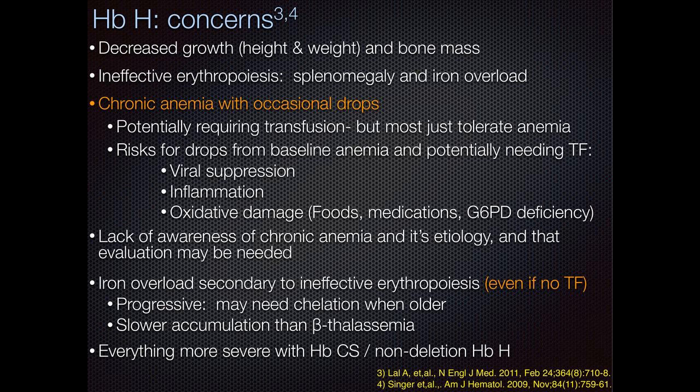One of the problems with hemoglobin H is there's a lack of awareness of the chronic anemia and its etiology, and what kind of evaluations are needed. As in beta thal, you can get some iron overload secondary to the ineffective erythropoiesis, even if you don't get any transfusions. It's progressive, and when people are older, they may need chelation. It's slower than beta thalassemia, but it still occurs. And if you have hemoglobin H with constant spring or other non-deletion forms, all these things are just more serious.